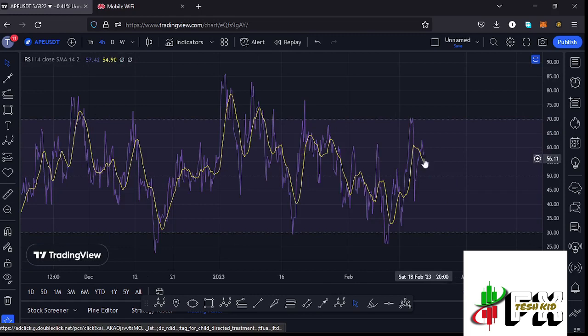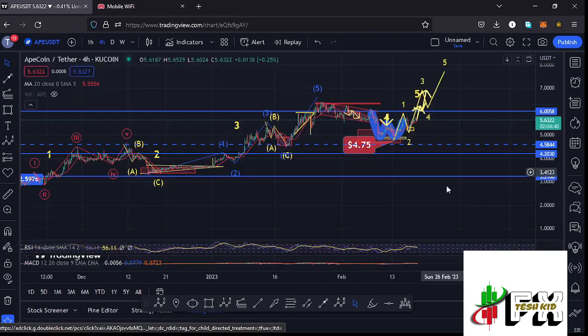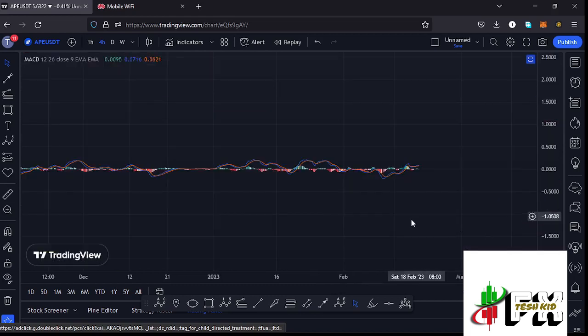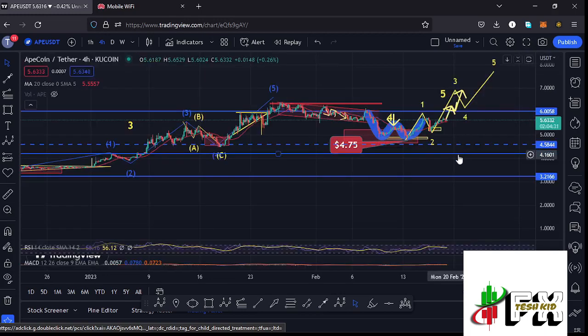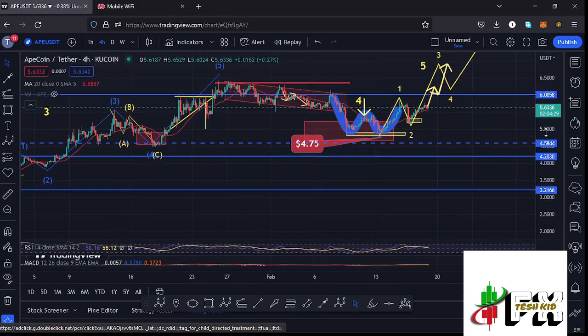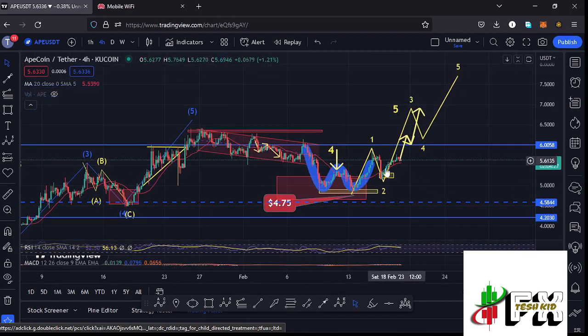Here on the RSI, we are trading at around the 56 mark, meaning we have massive room for us to fully support higher prices in the formation of that wave 5. Also taking a look at the MACD, we have been able to print a bullish cross, fully supporting higher prices in the formation of that wave 5, and also fully supporting higher prices in the formation of this wave 3, which is a fractal wave within the formation of these larger Elliott wave count 5.